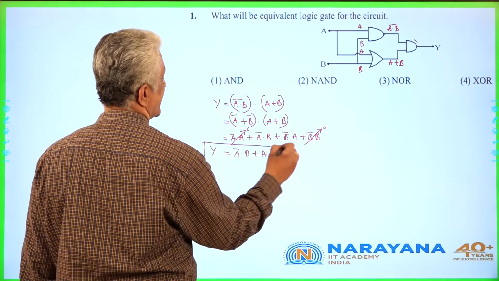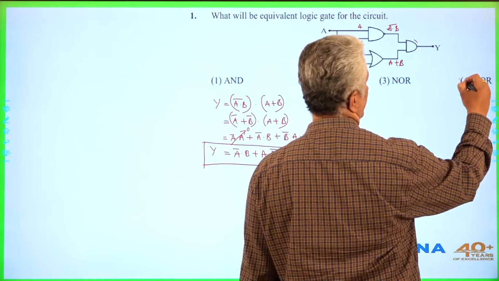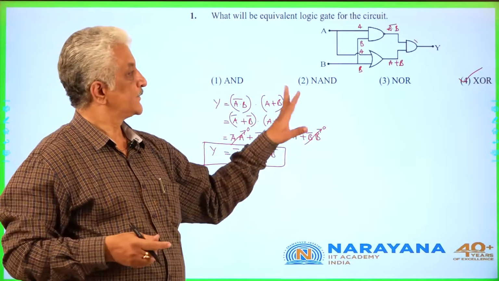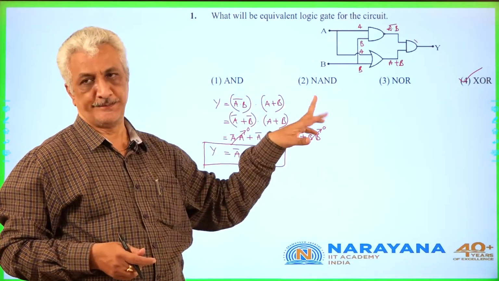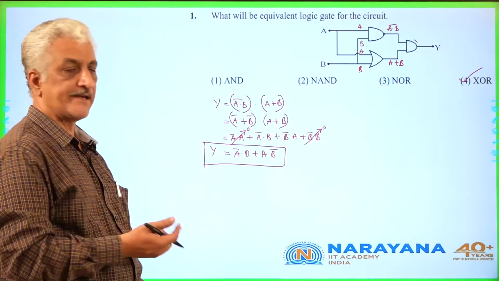And this is simply the output of exclusive OR gate. So definitely exclusive OR gate is the output of this total combination, which is another way of denoting this exclusive OR gate. First question, easy question. We are going to the second question, next one.